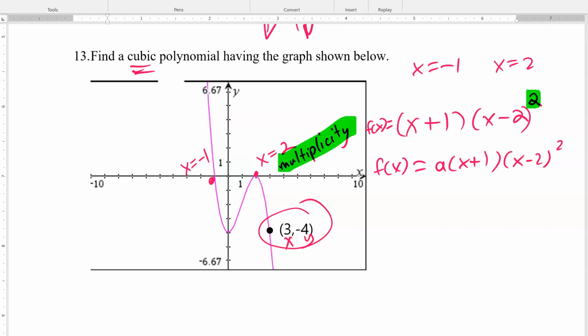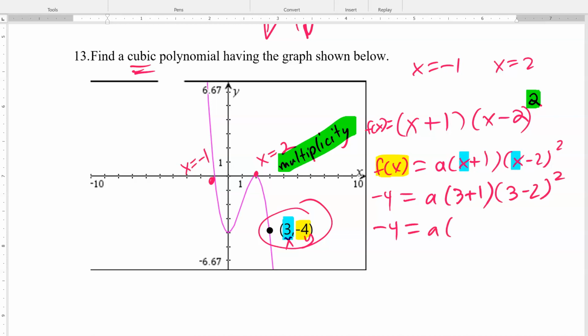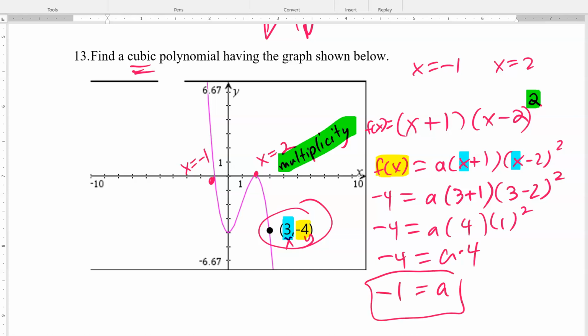But since I have an x and a y, or an x and an f of x, then what I can do is take those numbers and plug them in. That in place of x, and that in place of the y or the f of x. So negative 4 equals a times 3 plus 1, 3 minus 2 squared. Negative 4 is equal to a times 4 times 1 squared. Negative 4 is equal to a times 4. A is equal to negative 1. So what's our final graph really? F of x is equal to negative 1 times x plus 1, x minus 2 squared. That will be full credit.